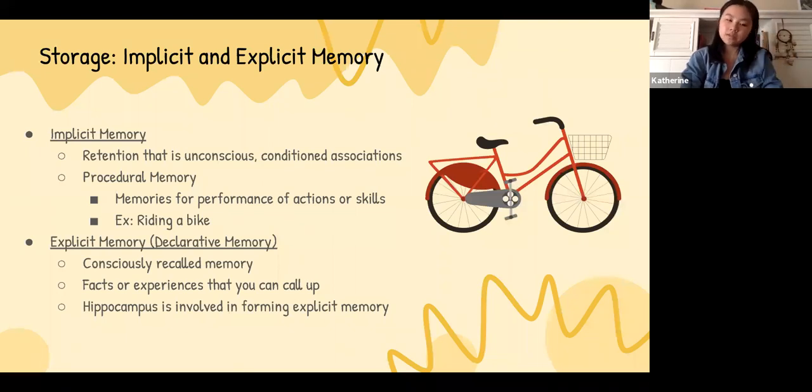And then we have explicit memory, or declarative memory. This is consciously recalled memory, so facts and experiences that you can call up. These you actually have to pay attention to, and if you want to remember something, you have to actually work on it. And the hippocampus is involved in forming these explicit memories.